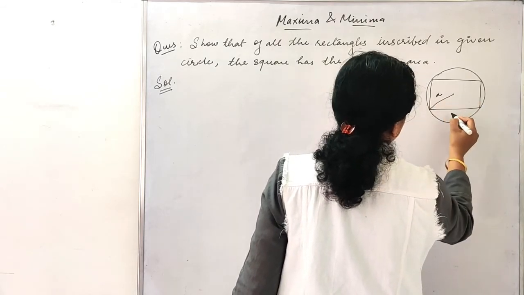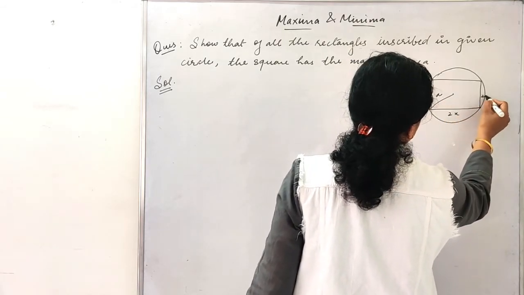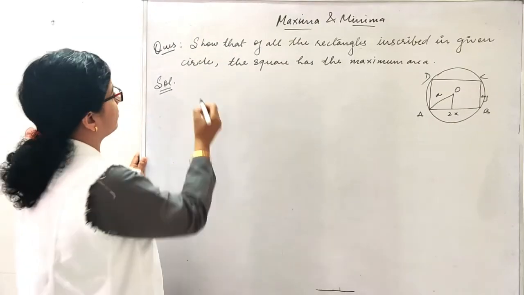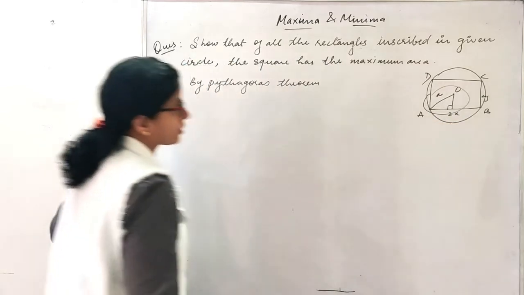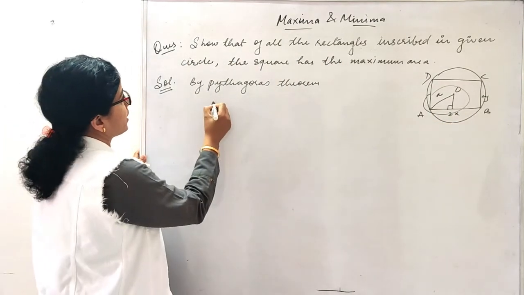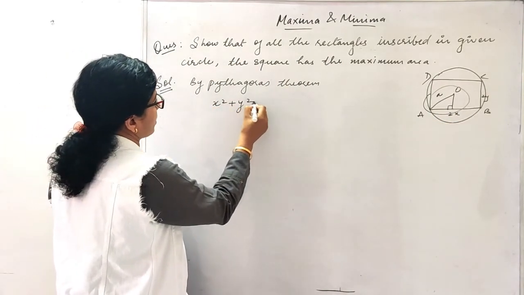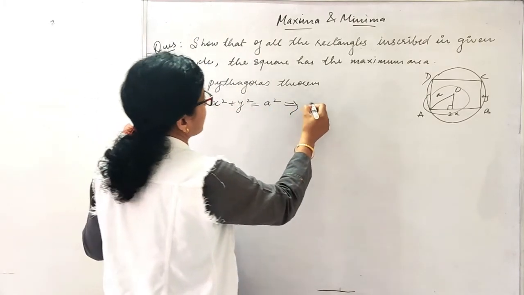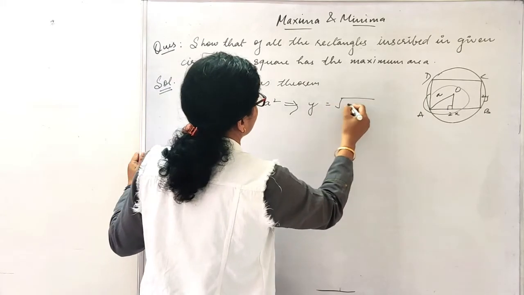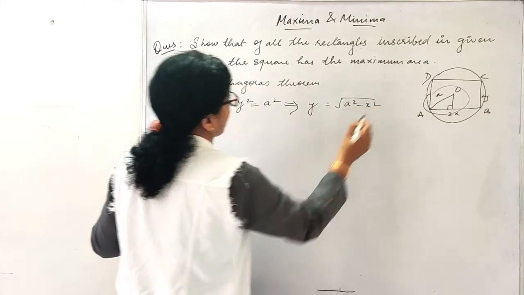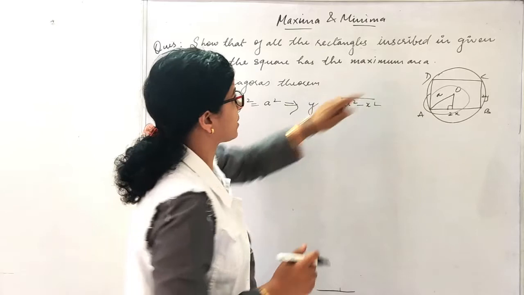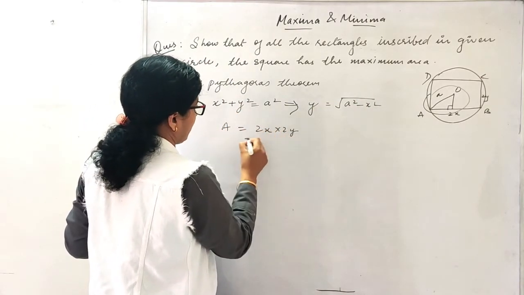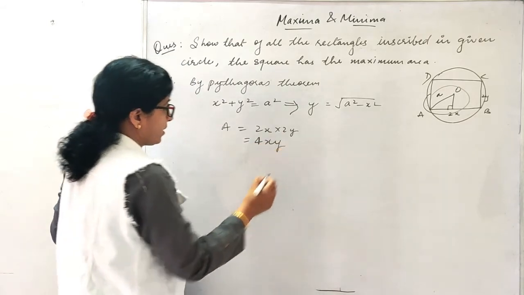This is a. This is 2x. This is 2y, right? So now, by Pythagoras theorem, in this triangle I can use the Pythagoras theorem, right? So what I will get? I will get x square plus y square is equal to a square. What does that imply? That implies y is equal to root a square minus x square. Since area is maximum, area will be equal to 2x into 2y, which is nothing but 4xy, right?